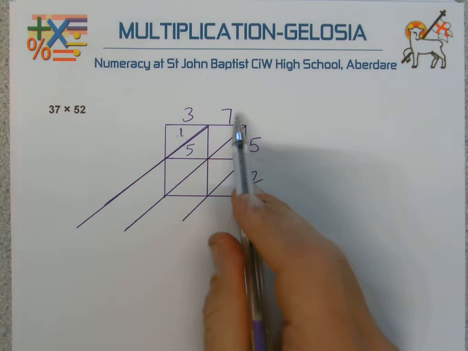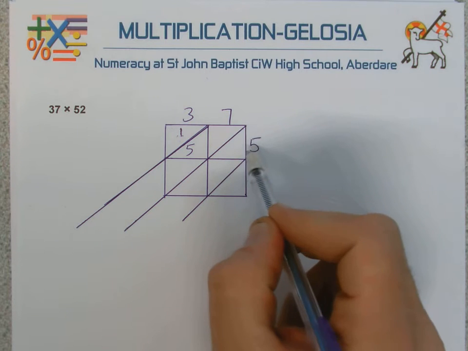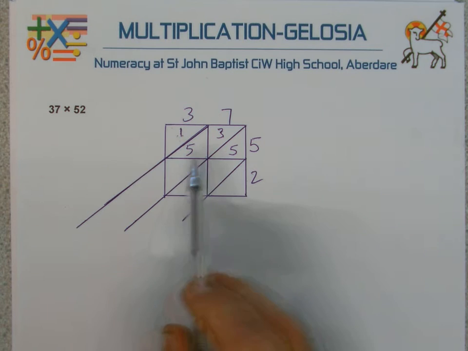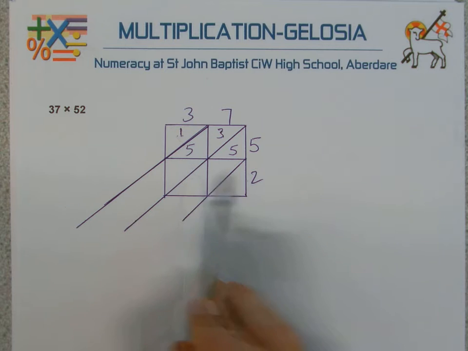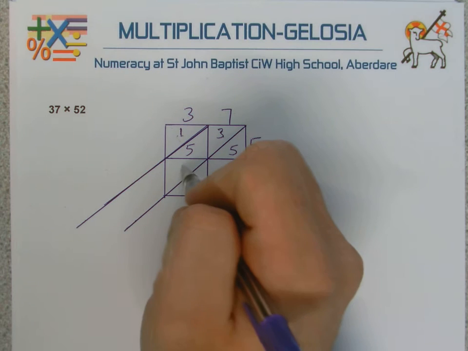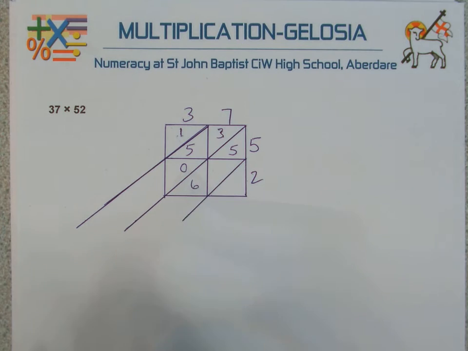Let's go into this box, you've got 7 above, 5 to the right. So 7 times 5 is 35. So you write the 3 here and 5 here. Down to this box here, if you look to the top, you've got a 3, look to the right, you've got a 2. 3 times 2 is 6, so you put a 0 here and a 6 here. Okay, 0 tens, 6 units.